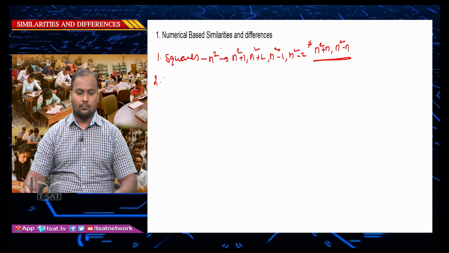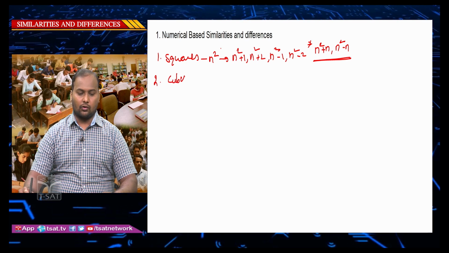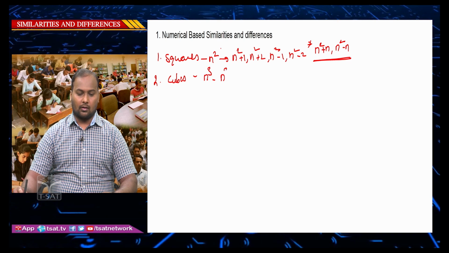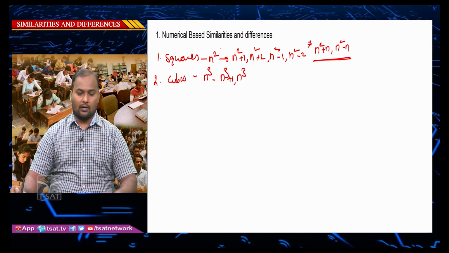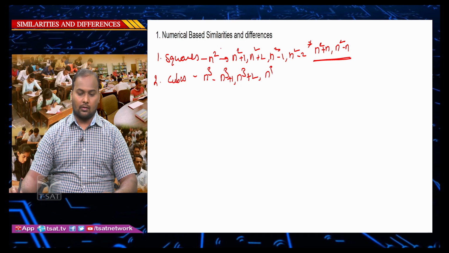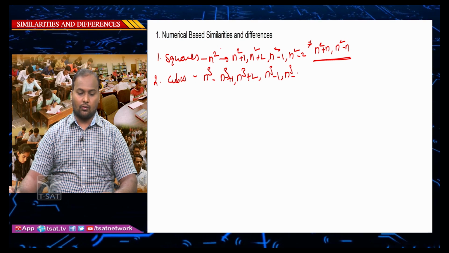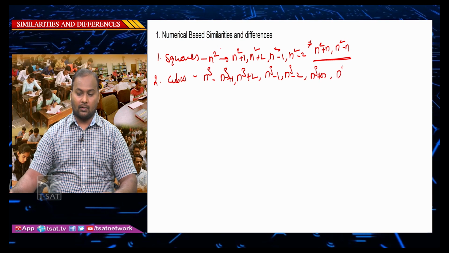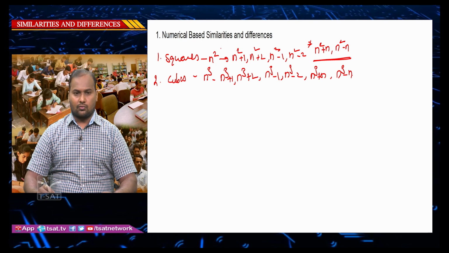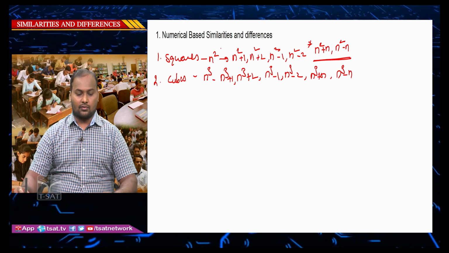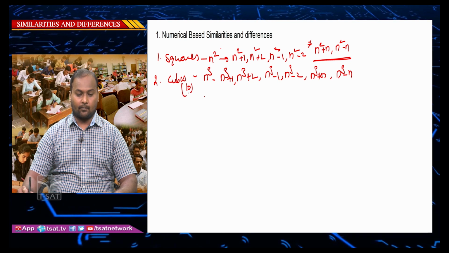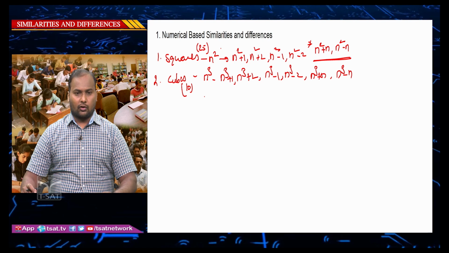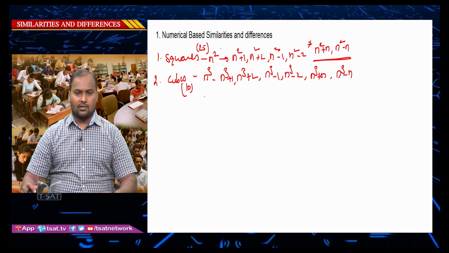After the squares, generally you can expect a question from cubes. So what are cubes? The values near the cubes like n cube, n cube plus 1, n cube plus 2, n cube minus 1, n cube minus 2. The most important are n cube plus n and n cube minus n. Students should know at least cubes up to 10. Squares will be up to about 25. This is a must.